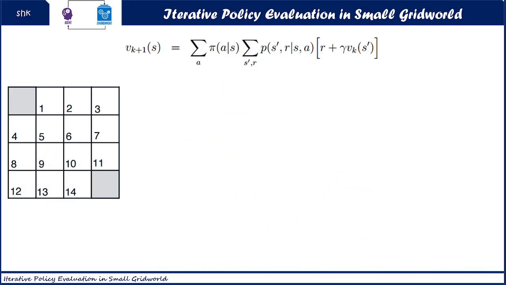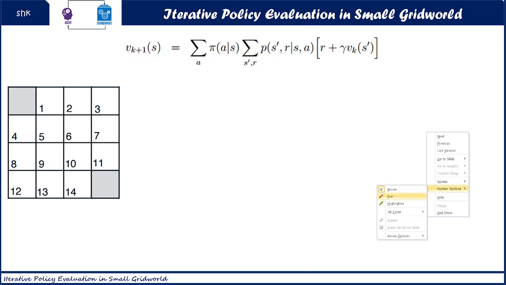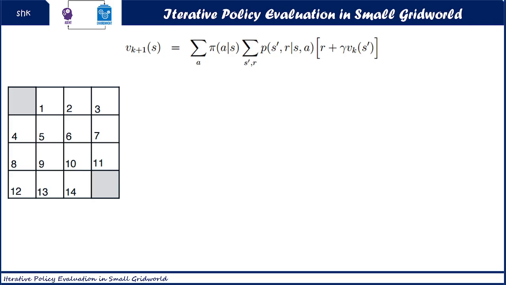Now we will take the value function for state S14, that we can write as V1 of S14. Now when we are in S14 state, if you take left action, the next state is S13. For right action, S15, which is nothing but a terminal state. For up action, S10. For down action, we will fall into the same state.